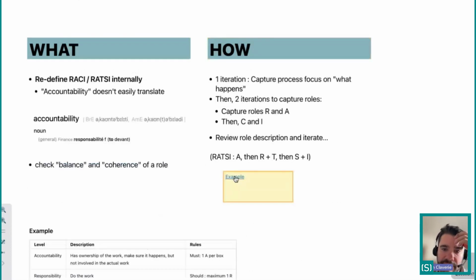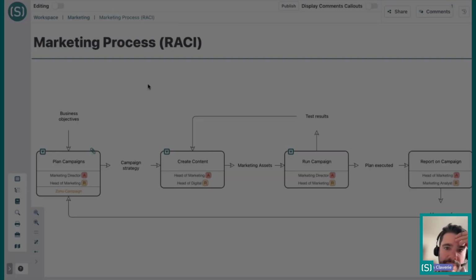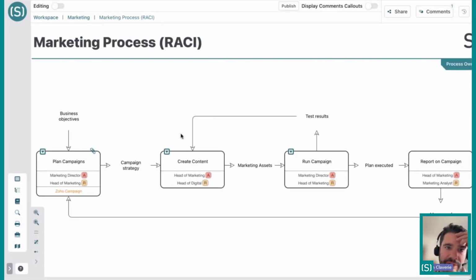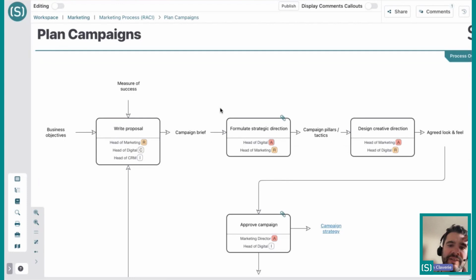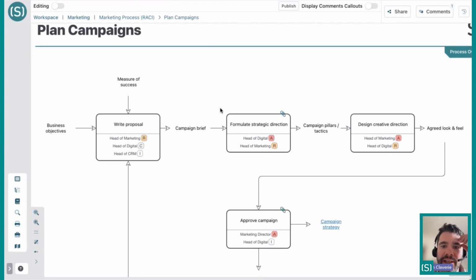So what is the RACI? Let's look at an example right now. This is a process in Skore, a marketing process with the RACI tags. Here we can see that the planned campaigns activity has two roles, one with an A, which in RACI stands for accountability, and one with R for responsibility. Essentially it's the same responsibility at this top level, which is quite common at a very high level, where responsibilities repeat themselves. But when we go into the details, we can see more and more roles involved.